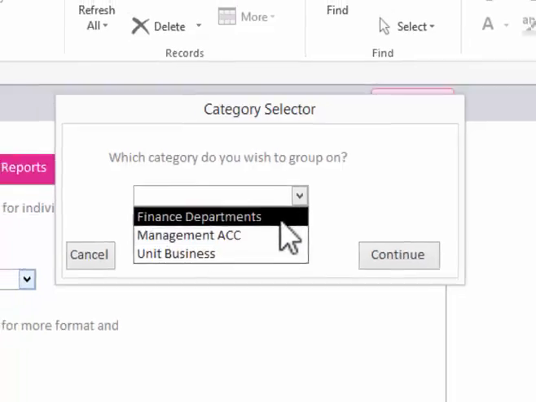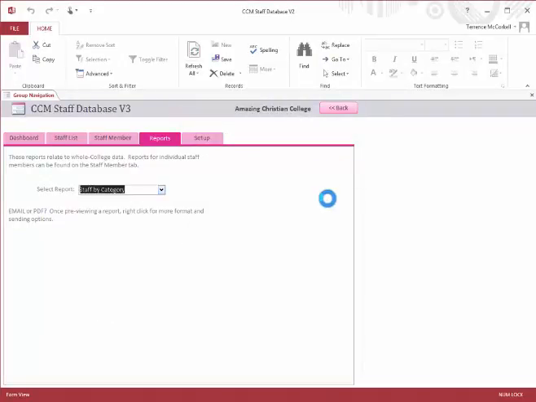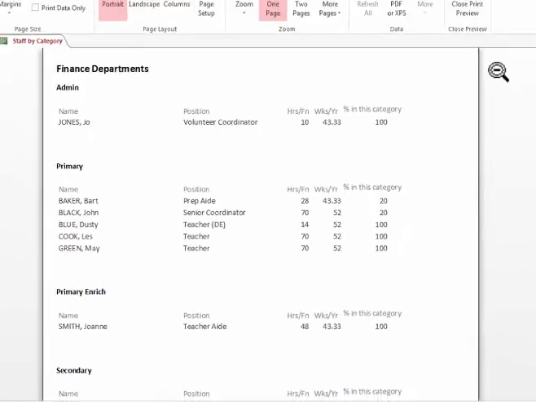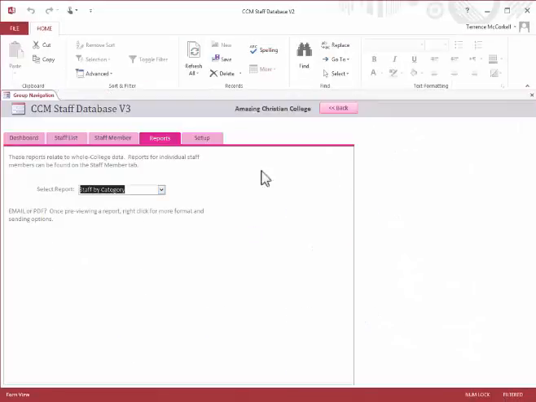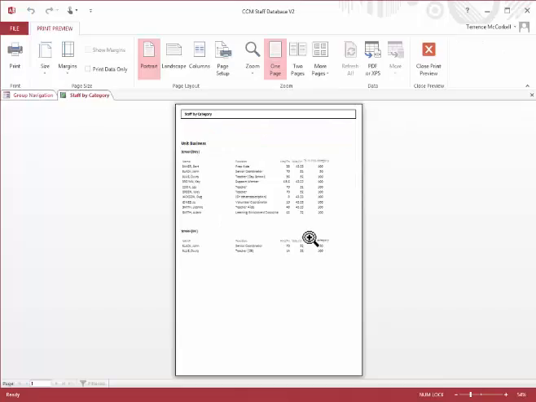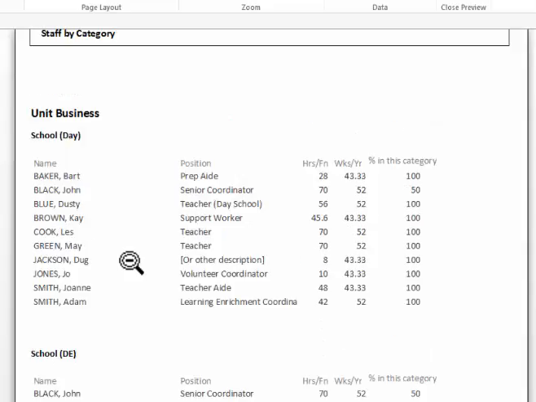Alright, so let's have finance departments, and here it will simply pull up a report split by admin, primary, secondary, etc. And you will see that in here it's got hours per fortnight, weeks per year, and percentage in this category. So the report could also be triggered to split people by, for example, the unit, in which case it will split by day school and distance ed. There is no report at this stage which will split across two categories. Perhaps that will come in a future version.